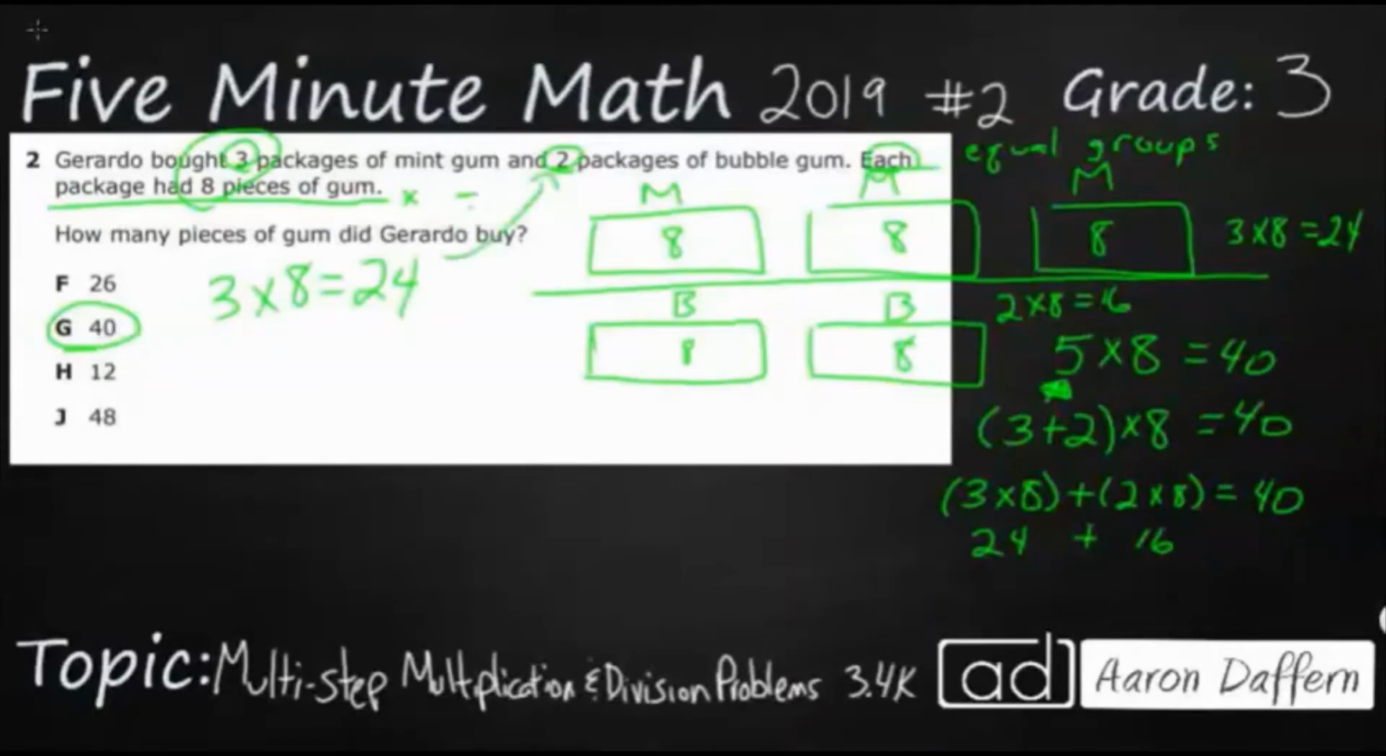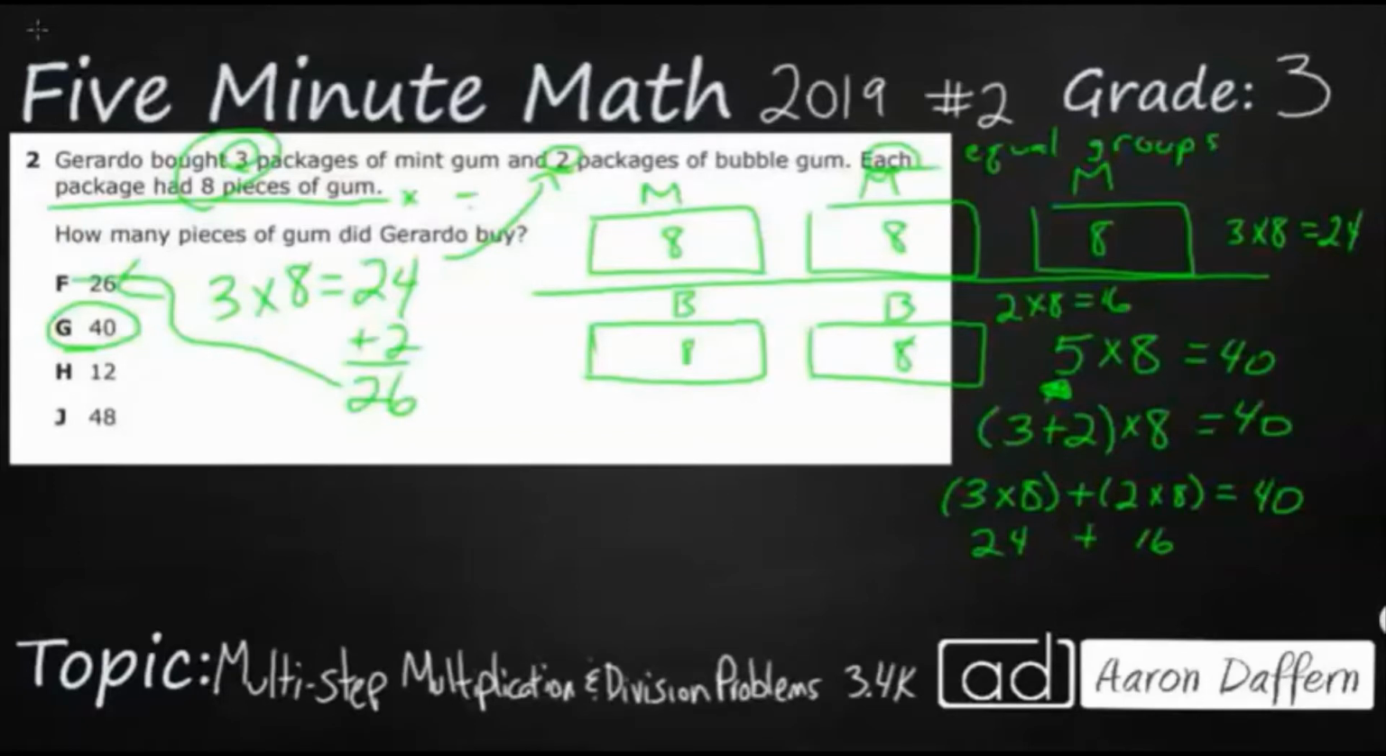And you're like, what do I do with this 2? Well, let's just add the 2. And if you add the 2, guess what you're going to get? 26. But it doesn't make sense to add the 2, because those 2 packages are actually 8 each. You would need to add the 16 to get up to 40. So that's how we got that incorrect answer.